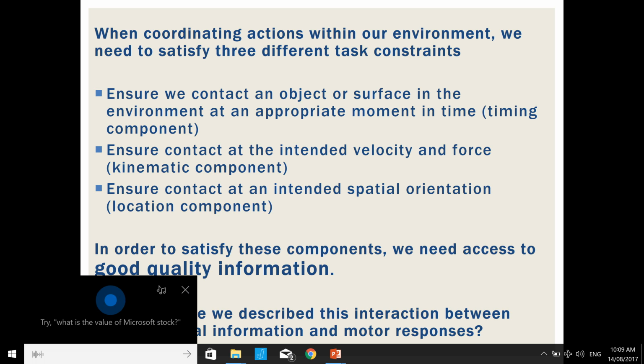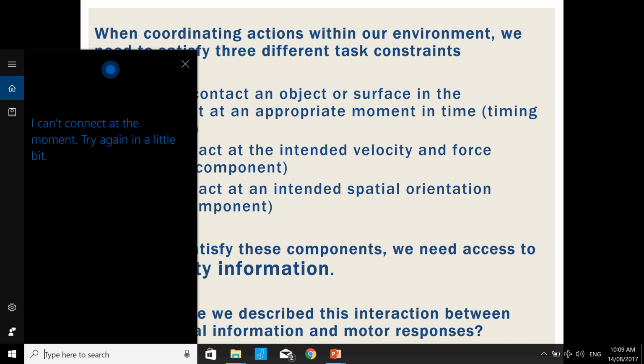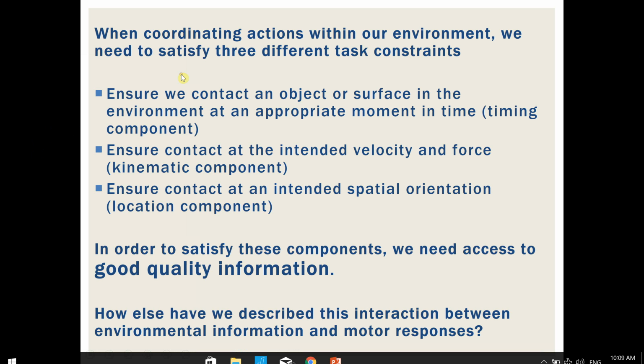What? I think that's... I can't connect at the moment. Try again in a little bit. Thank you. She was trying to look up what I was asking you. That's AI right there. All right.